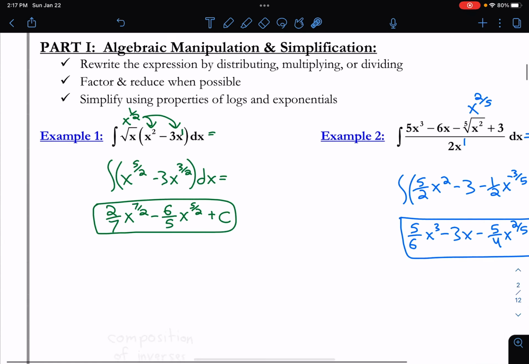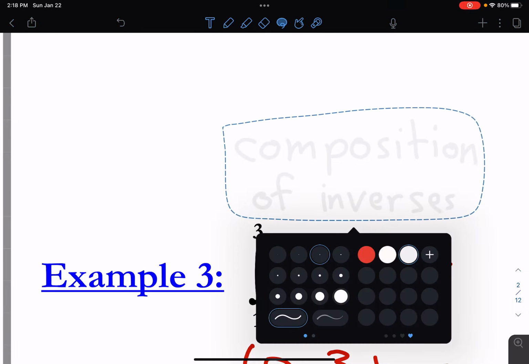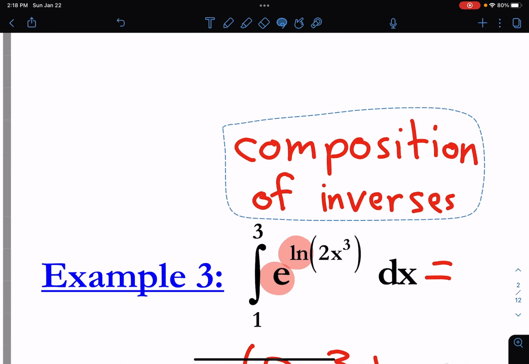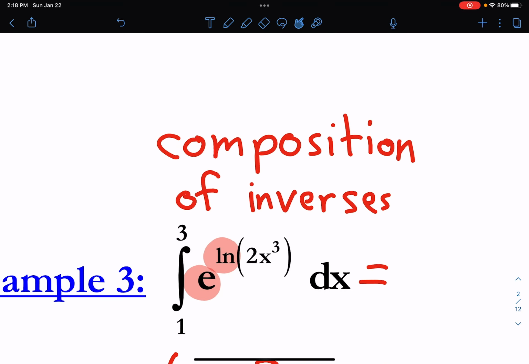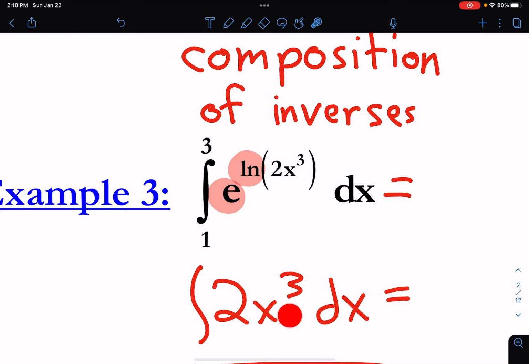Okay, the next one is a different kind of simplification. e to the natural log of the quantity 2x cubed. Now, I'm hoping you can recognize that what we have here is a composition of 2 inverse functions. e to the natural log of anything is going to cancel out as long as the anything is in the domain of your natural log function, which you typically don't have to worry about for questions like this. And so you can just cancel those out and we get 2x cubed.